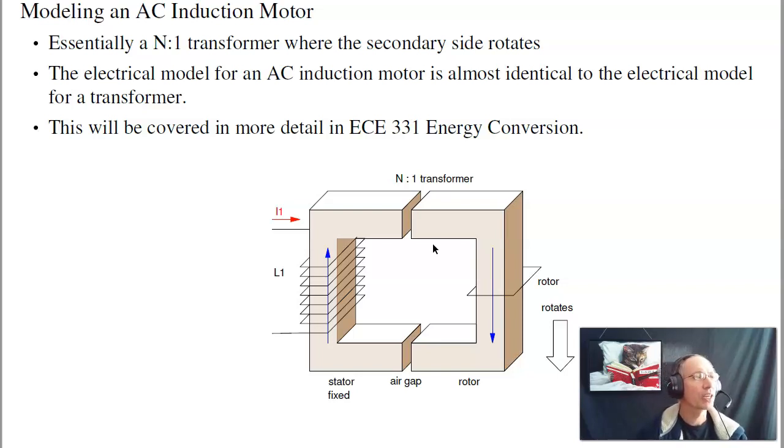And that's covered in detail in ECE 331 energy conversion. For now, for this class, just understand that inductors produce voltage where V is L di/dt. The change in current produces a voltage. That's lecture number 19 for EE206, Circuits 1.